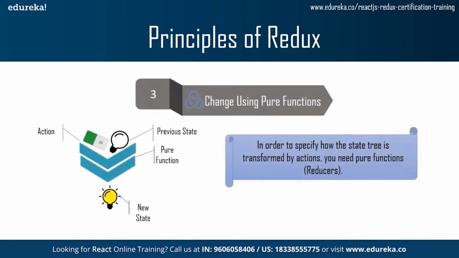Now, let's talk about the third principle, that is change using only pure functions. In Redux, pure functions are called reducers. The reducers are used to indicate how the state has been transformed by the action. The reducers or pure functions take two parameters as input, which are the previous state and the action. So when it takes the previous state, it gives us the new state. As you can see in the picture, the previous state is that the bulb was not on, and then it has been worked upon by the reducers, and then we get the new state, that is the bulb is on.